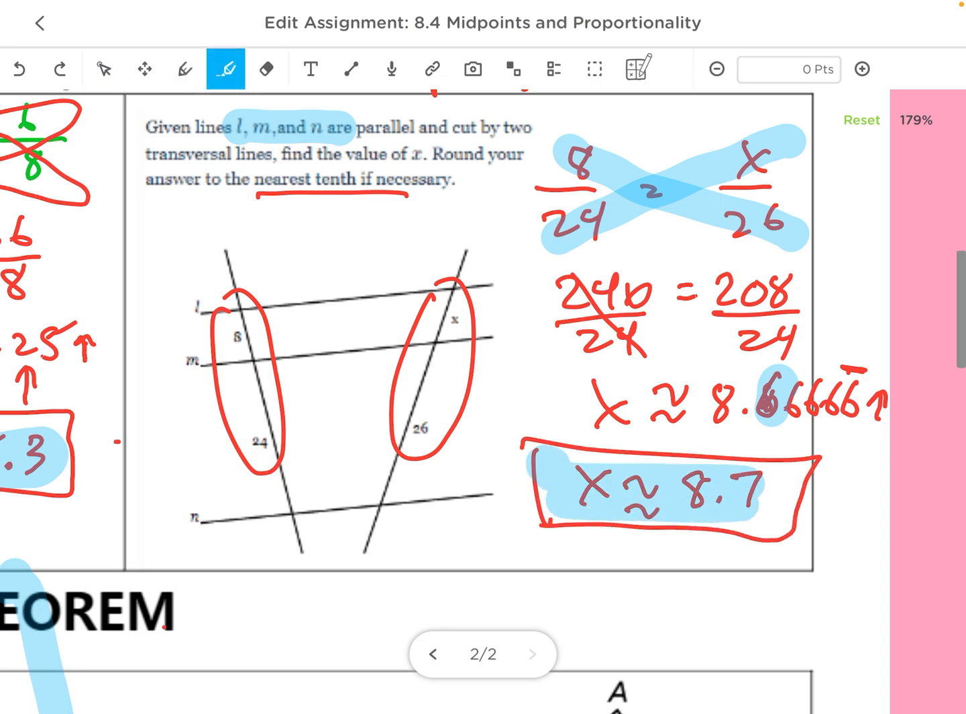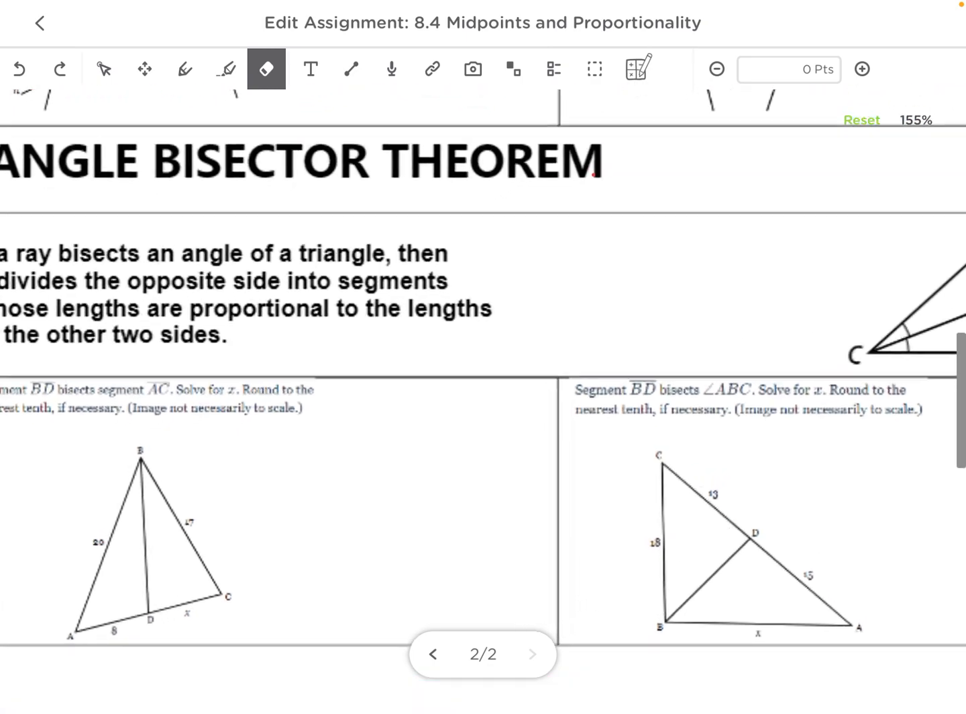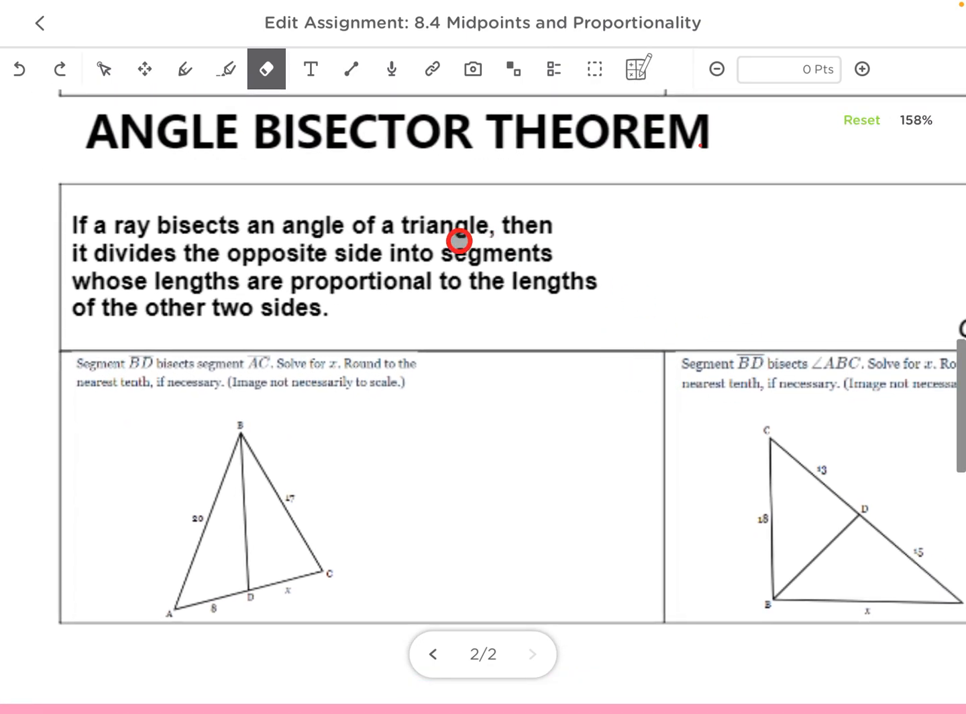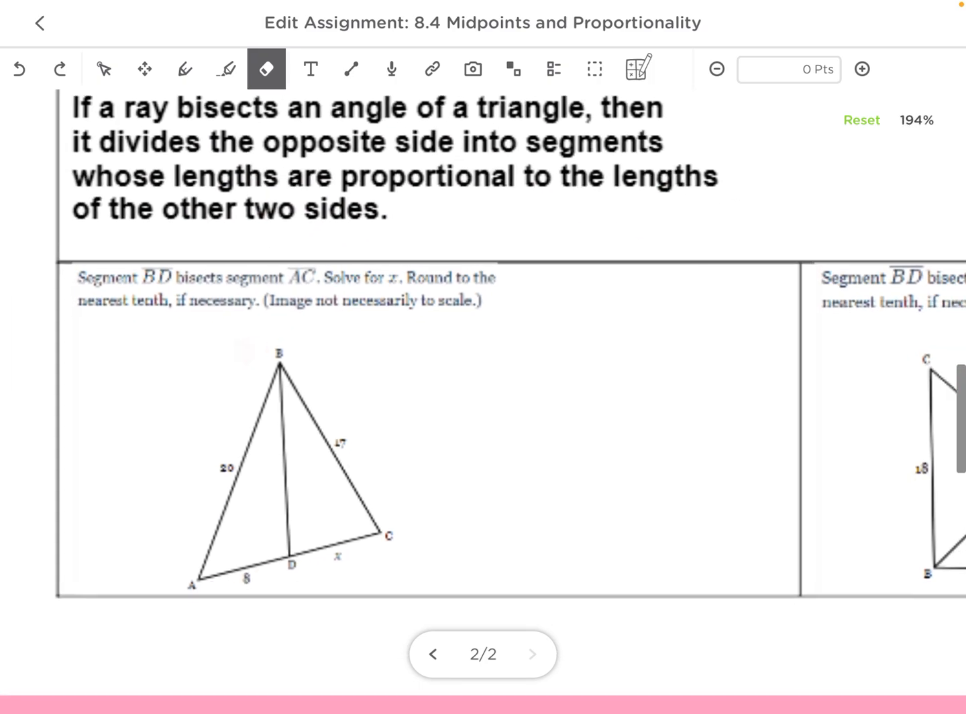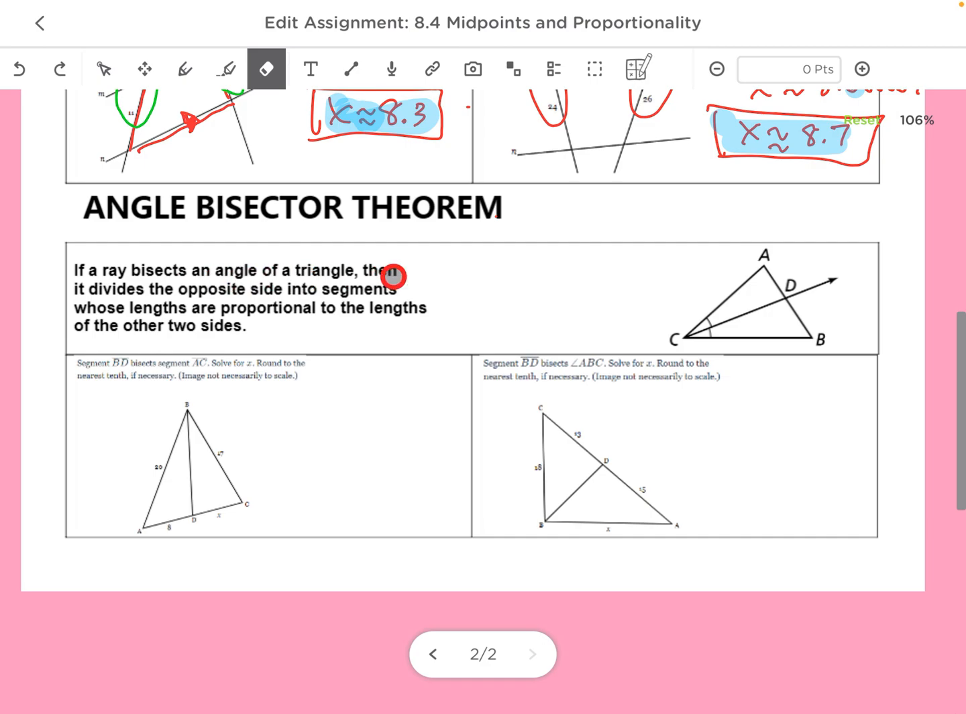All right, nice. Okay, hopefully getting the hang of this. So let's keep it going now. Let's go to our last part. Okay, so this is the angle bisector theorem. This says if a ray bisects an angle of a triangle, then it divides the opposite side into segments whose lengths are proportional to the lengths of the other two. Okay, so that's kind of tricky. It says if a ray bisects the angle of a triangle, right? So remember that bisects means two equal parts. Okay? So if this ray makes it into two equal angles, right? Then these two are proportional.